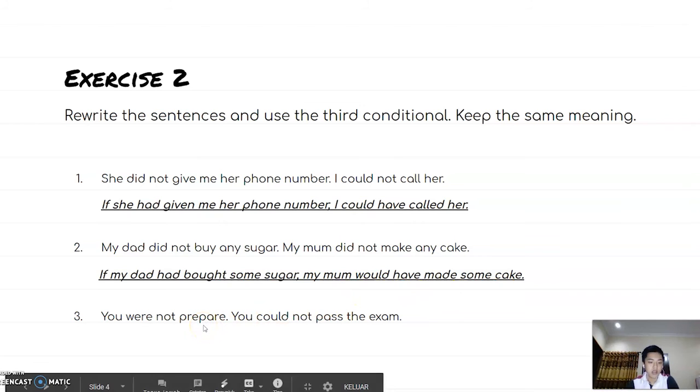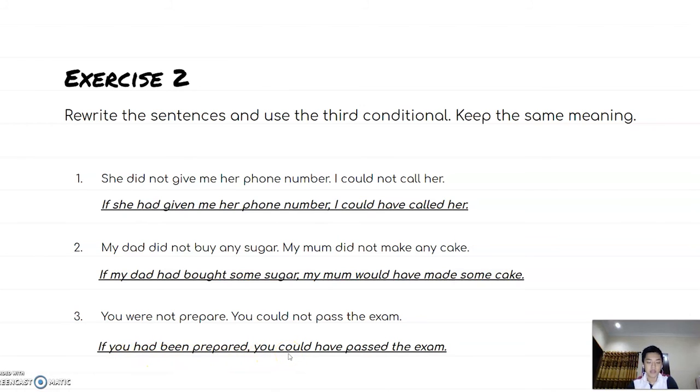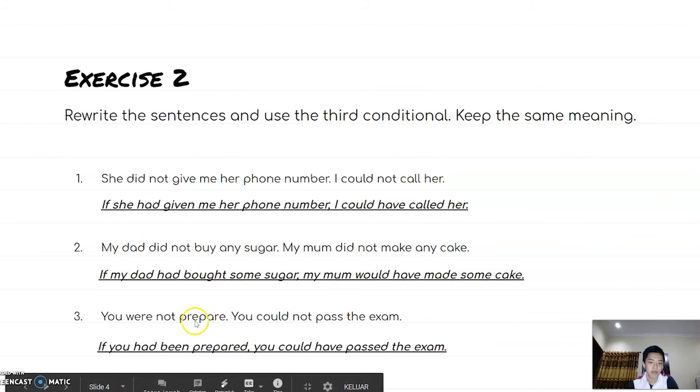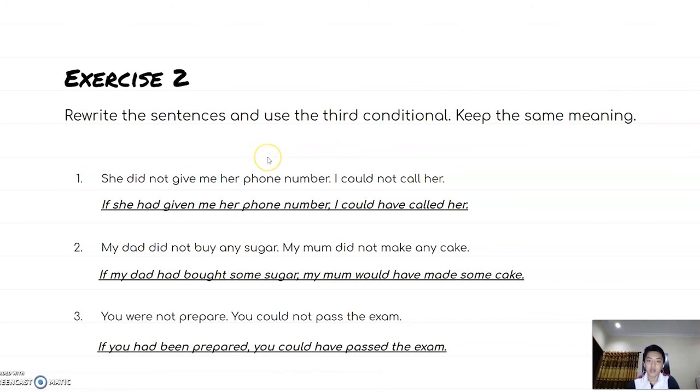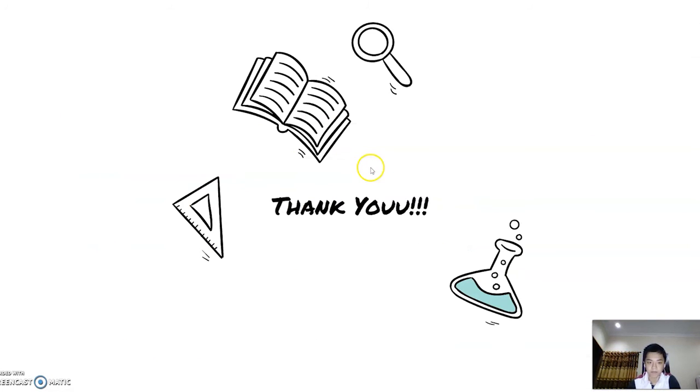Okay, so number 3, you were not prepared, you could not pass the exam. The third conditional sentence is, if you had been prepared, you could have passed the exam. Because in here the verb is prepare, we change it to prepared because it's verb number 3. We need to change the not pass the exam to could have passed the exam. So that's how we change a normal sentence to a sentence with the third conditional.